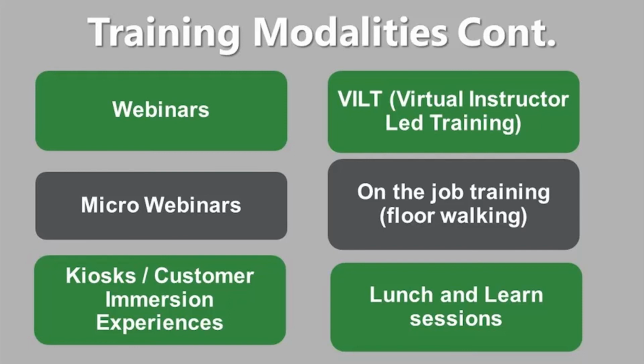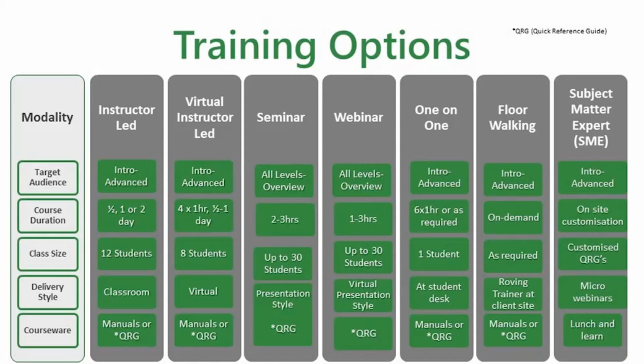Floor walking or on-the-job training is close to deployment and is often on the day of rollout to assist with quick hints and tips. Lunch and learn sessions are 1-hour instructor-led hands-on training sessions with quick tips and tricks or an overview of new features. So I've just mentioned 12 types of modalities that I can think of, but this next screen gives you more options that DDLS has available, and often clients mix these as they need.